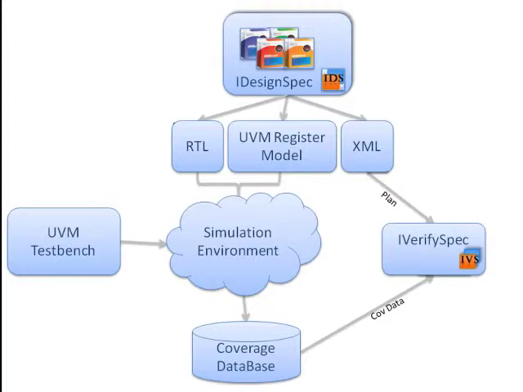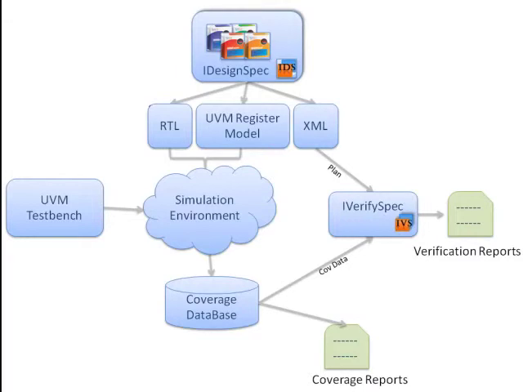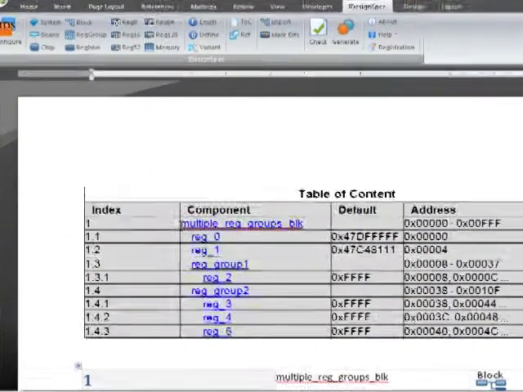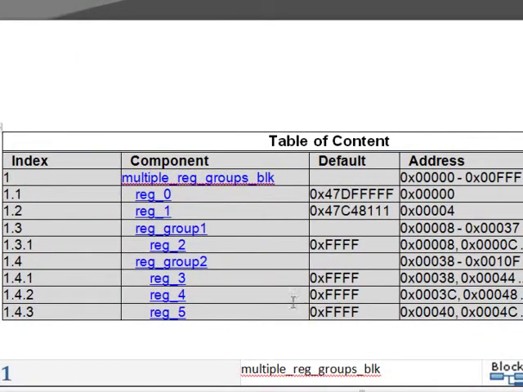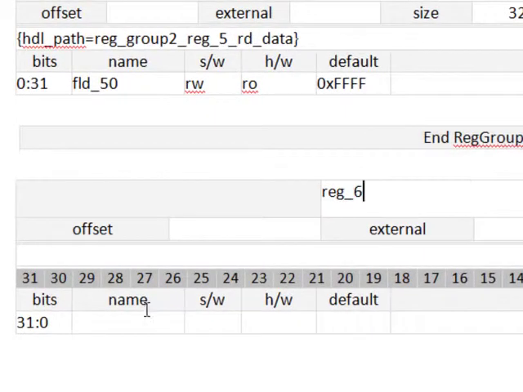In this video, we show how IDesignSpec can be used to easily specify hardware registers and use UVM to quickly verify them. Creating a register map in IDesignSpec is straightforward, intuitive, and error-free. IDesignSpec gives the user the control to customize the UVM output.